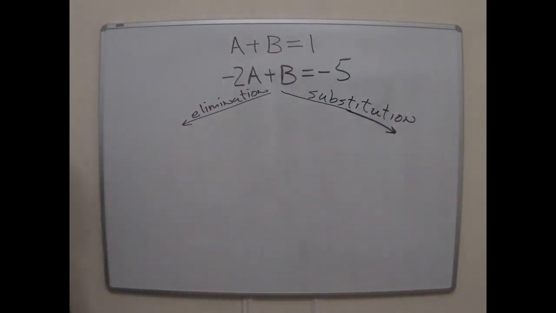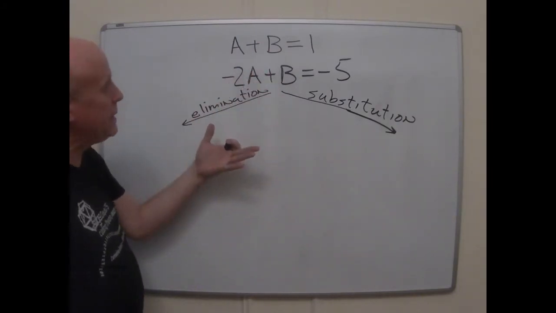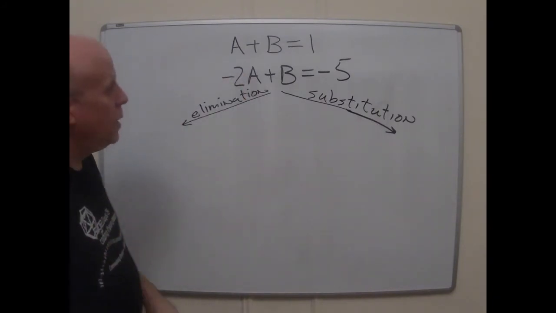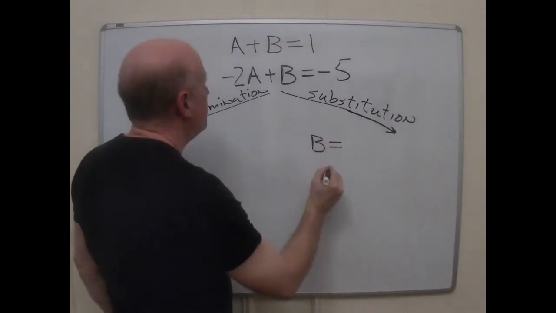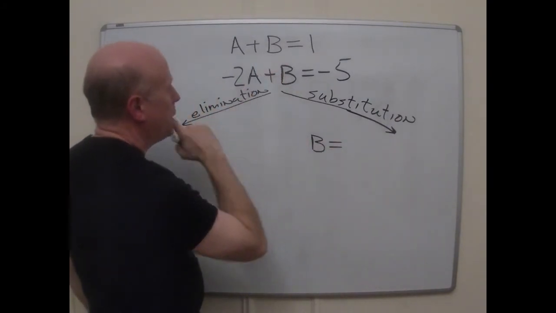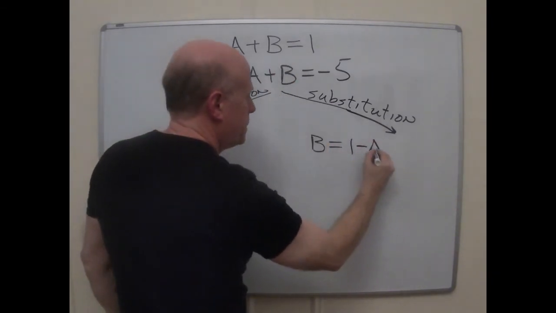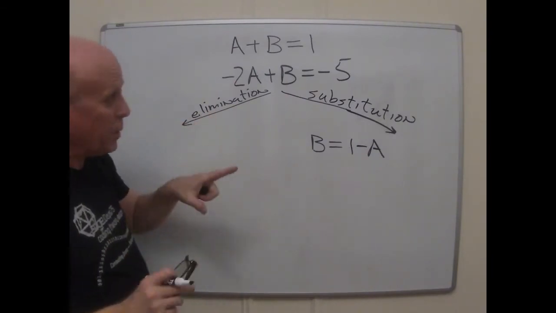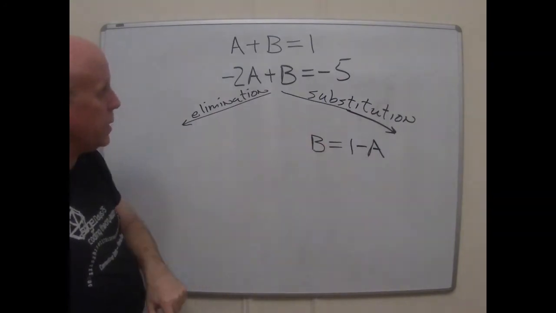Okay, so what substitution amounts to is picking one of the equations that seems particularly easy to do this for and solving it for one of the variables. So I would, for instance, solve this for b. B is going to be equal to 1 minus a. Right? The part where we actually substitute is we replace the b in the other equation with what I just wrote down.